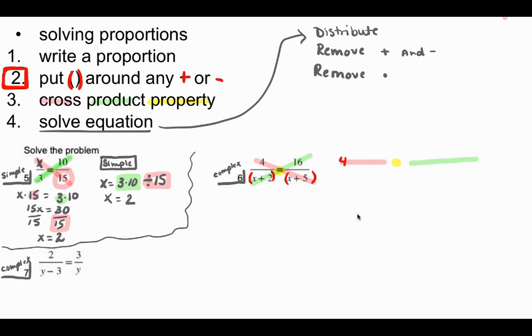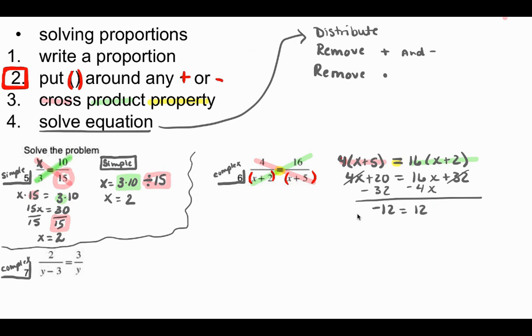So 4 times the x plus 5, and our 16 times the x plus 2. Now we're solving the equation because these are equal to each other. So we distribute: 4x plus 20 equals 16x plus 32. To get rid of the 4x, we're going to subtract it. To get rid of the 32, we're going to subtract it. So this is going to be negative 12 equals 12x. And then we divide by 12 to get negative 1.